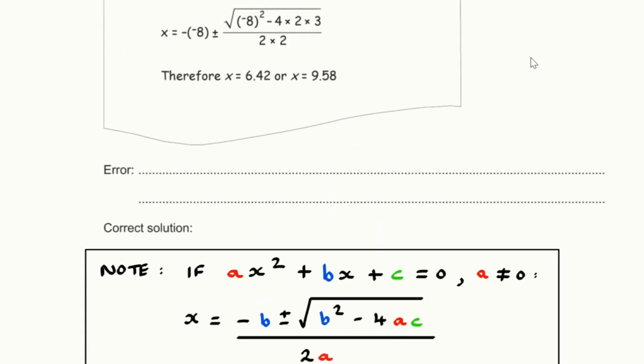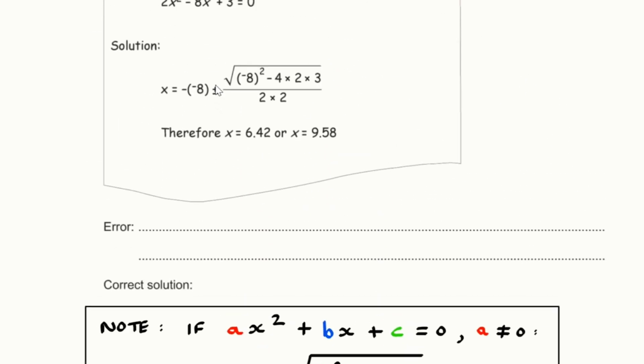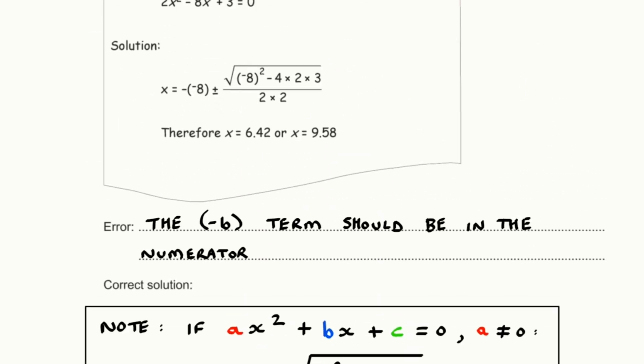So what was wrong with their error? Well, the negative b term should be in the numerator.